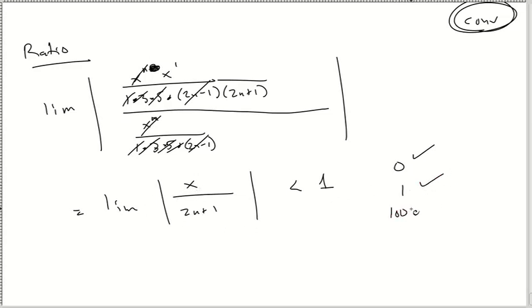What about like 100? Well, let's just do 1,000. Let's just do 10,000. Yeah, it's still going to work. What about a negative 10,000? Yeah, it's still going to work. And it's going to work everywhere.